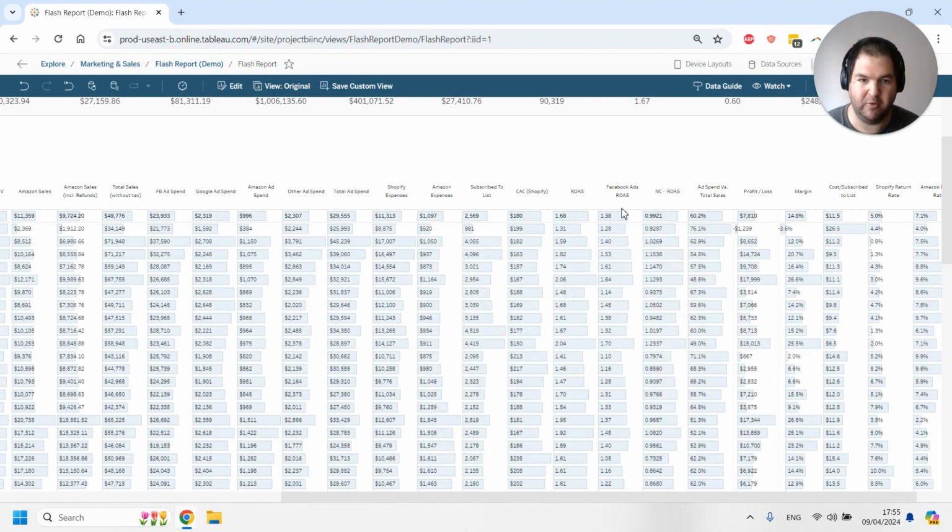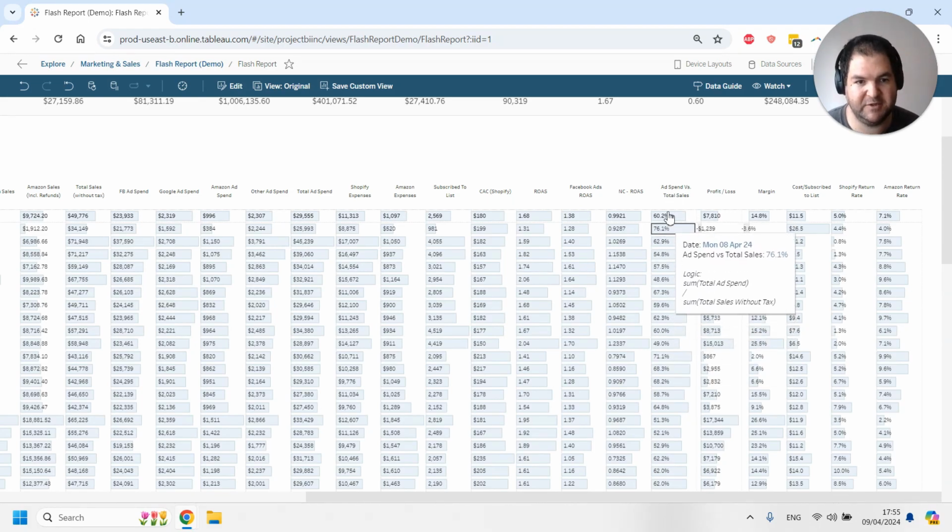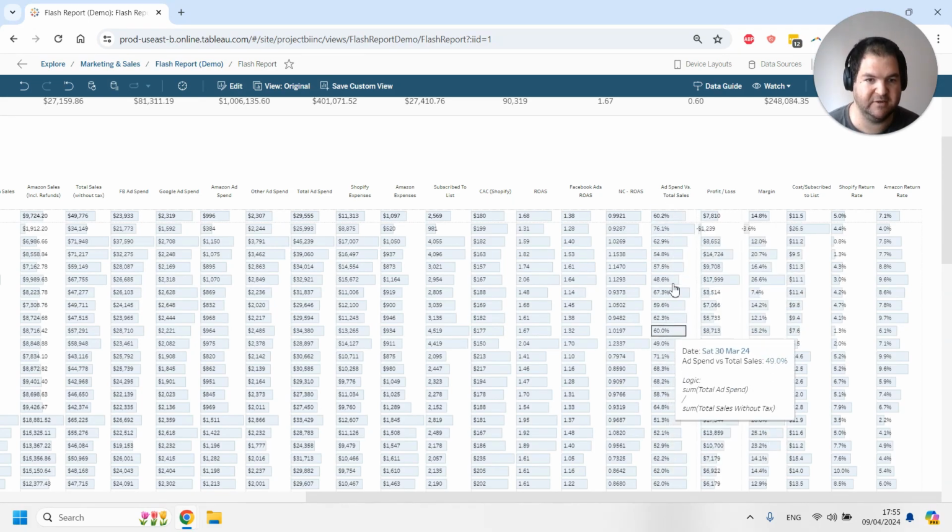We have CAC, ROAS. This is the fully blended ROAS across all the advertising. We have Facebook only ROAS. We have new customer ROAS. We then have the inverse of ROAS, which is ad spend versus total sales.